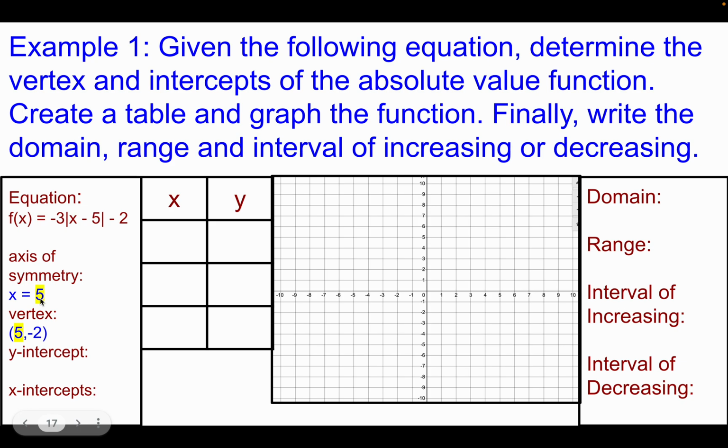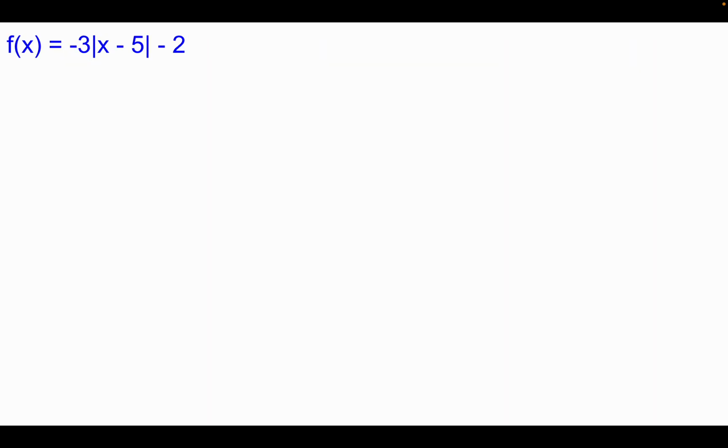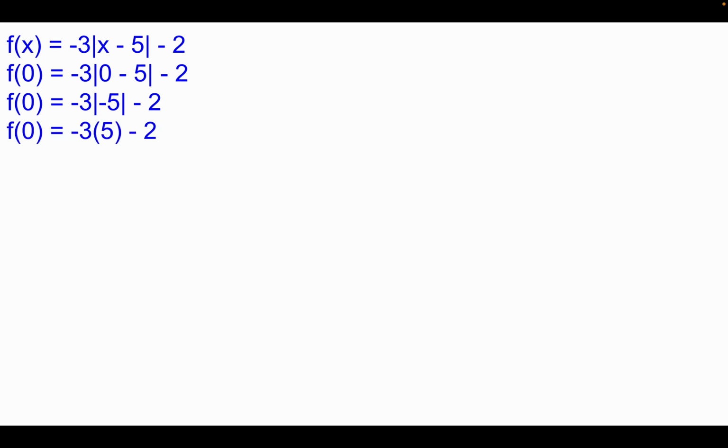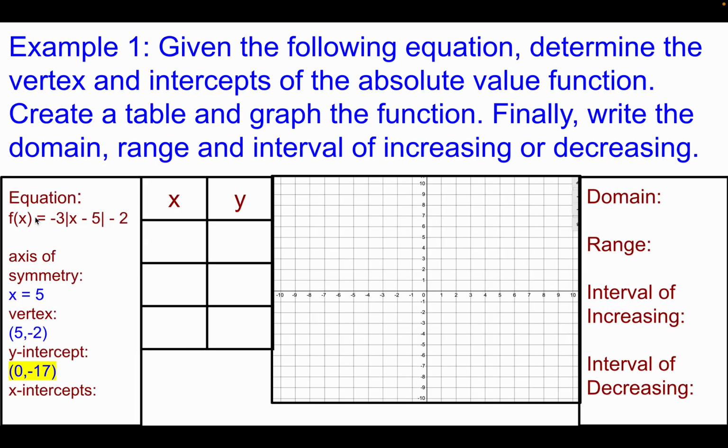My y-intercept, that's going to happen when I take my function and plug in 0 for x. So I'll put in a 0 wherever I see x. 0 minus 5 is negative 5. The absolute value of negative 5 is 5. Negative 3 times 5 is negative 15. And negative 15 minus 2 is negative 17. So I'm going to have my y-intercept at 0, negative 17.